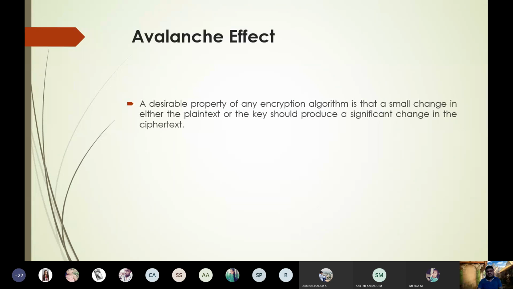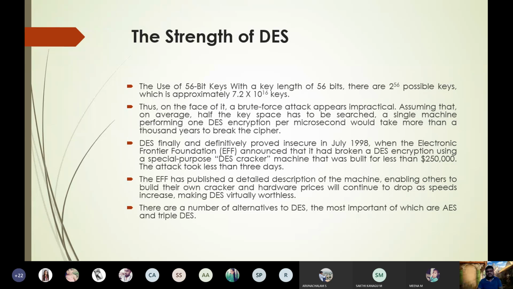After that, we have seen the strength of this. We have seen the purpose of this and what the applications and functionality of DES operations are. We have already seen that. So what is the strength of DES? It is just a continuation of that DES question.